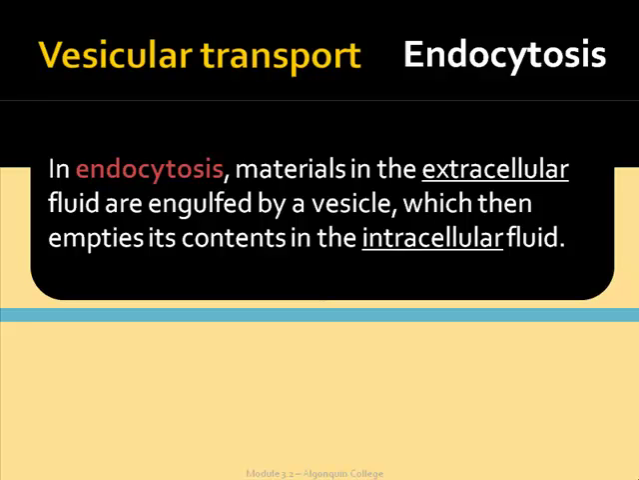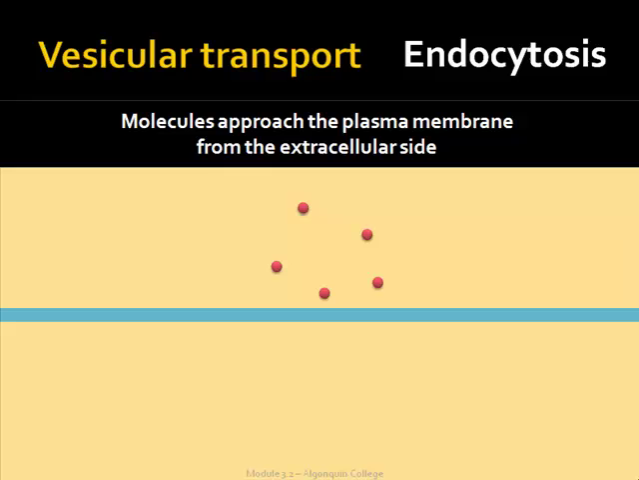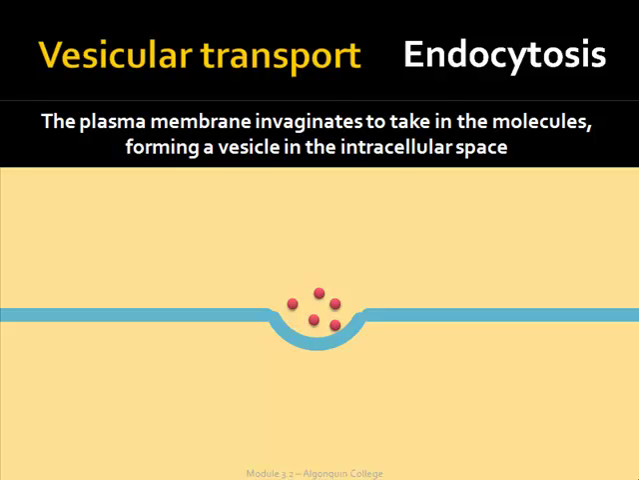In endocytosis, materials in the extracellular fluid are engulfed by a vesicle, which then empties its contents into the intracellular fluid. First, molecules approach the plasma membrane from the extracellular side. The plasma membrane invaginates to take in the molecules, forming a vesicle in the intracellular space.